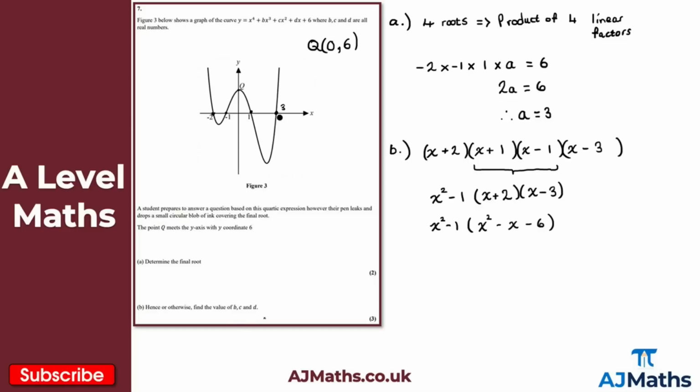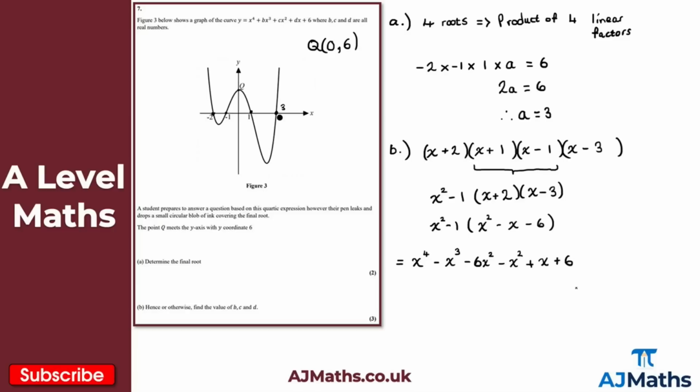So x squared times x squared gives me x to the power of 4. I've then got x squared times minus x, which gives me minus x cubed. We then have x squared times minus 6, which gives me minus 6x squared. That's the x squared done. And I need to do the same with minus 1. So minus 1 times x squared gives me minus x squared. Minus 1 times minus x gives me plus x. And finally, minus 1 times minus 6 gives me plus 6.